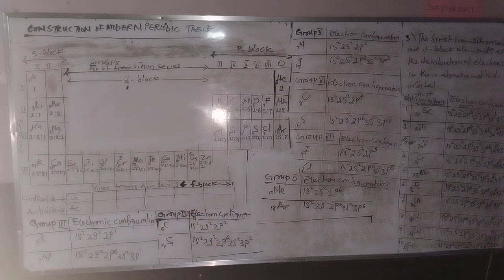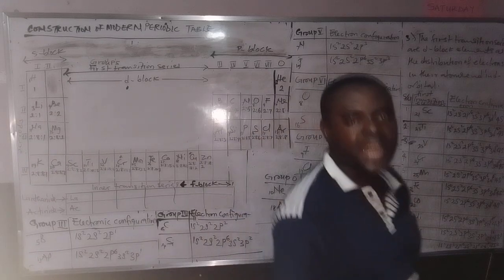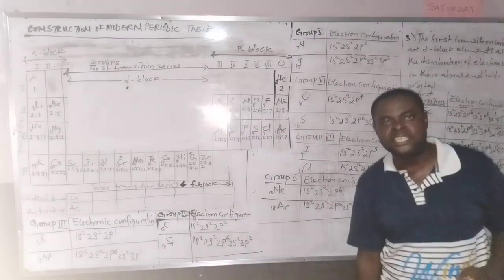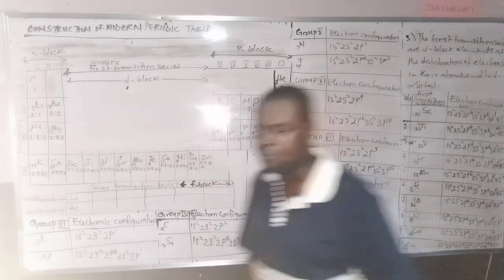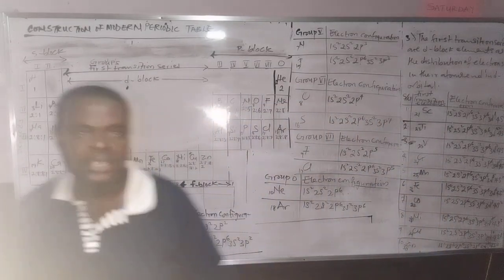So that is that. We are stopping this lecture here. In the next class, we'll be looking at classification of elements in the periodic table into metals, non-metals, and metalloids.